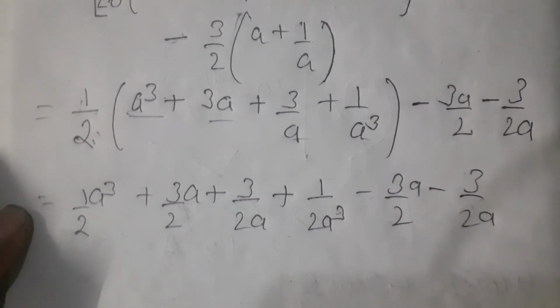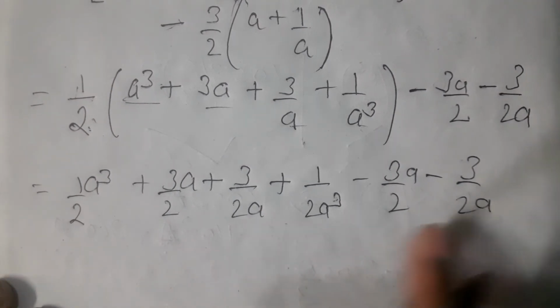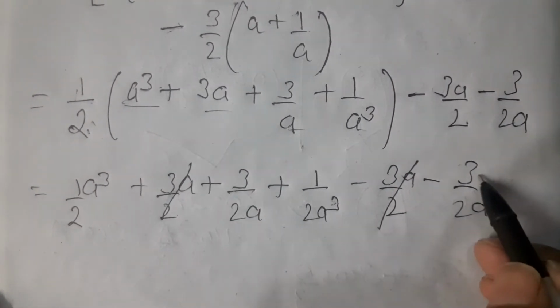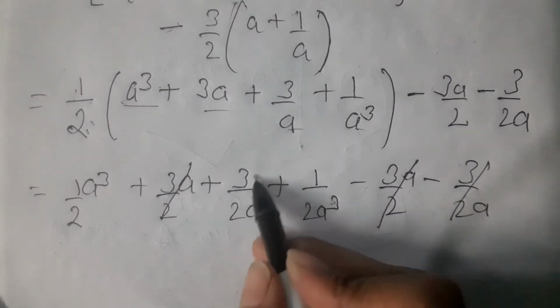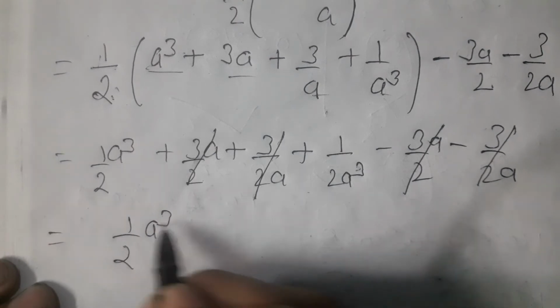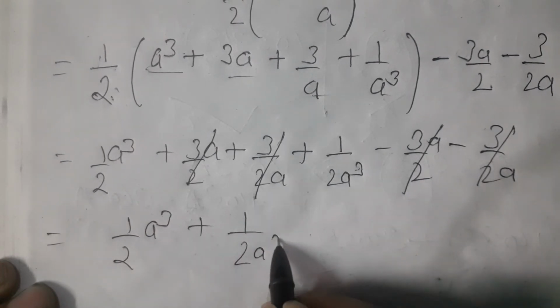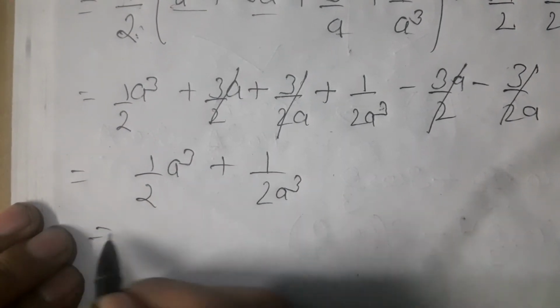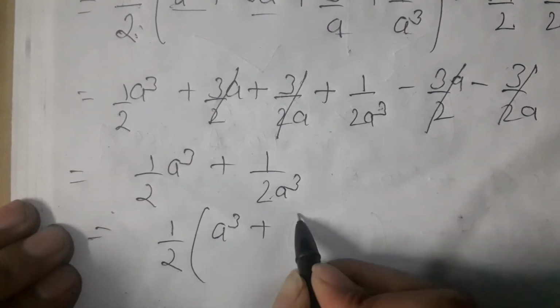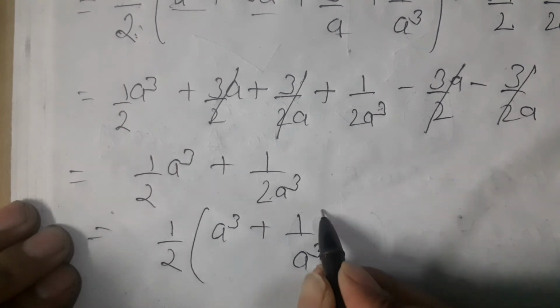Now here the magic has happened: some similar terms from this side, 3a by 2 and 3a by 2, are cancelled. Similarly, minus 3 by 2a is cancelled. So what we have left is 1 by 2 a cube plus 1 by 2a cube. You just need to take the 1 by 2 common, and your answer is achieved at this point. This is the last stage.